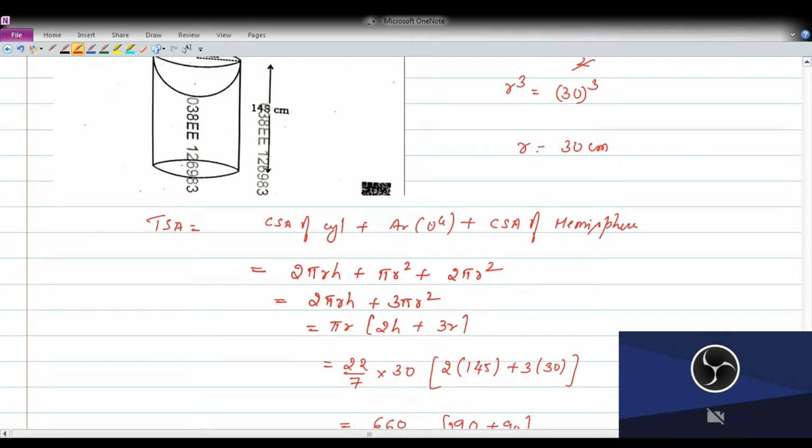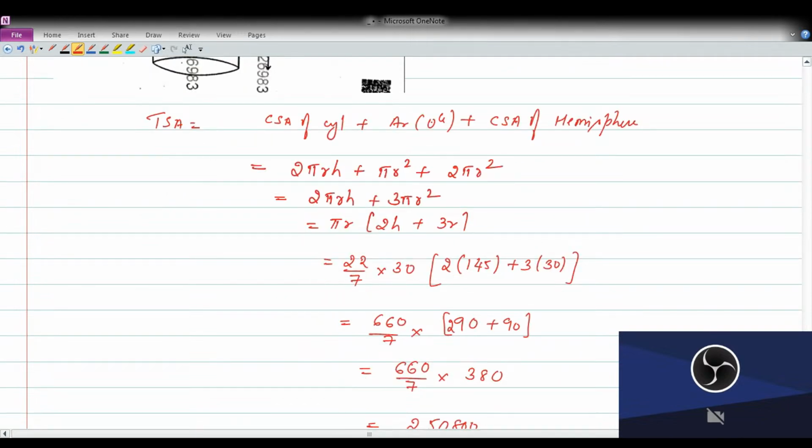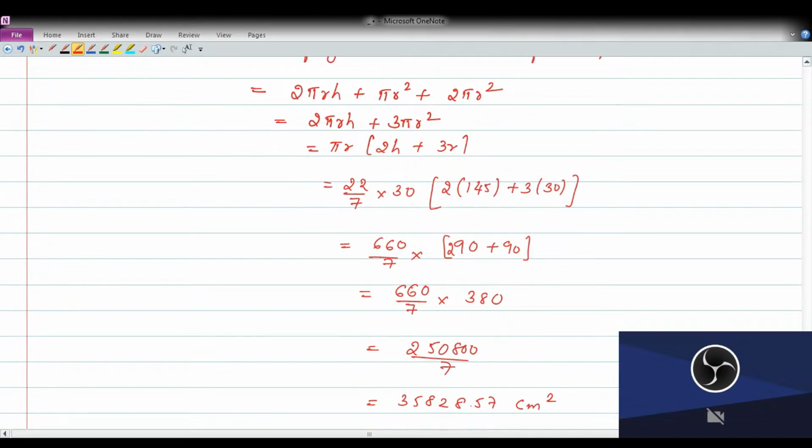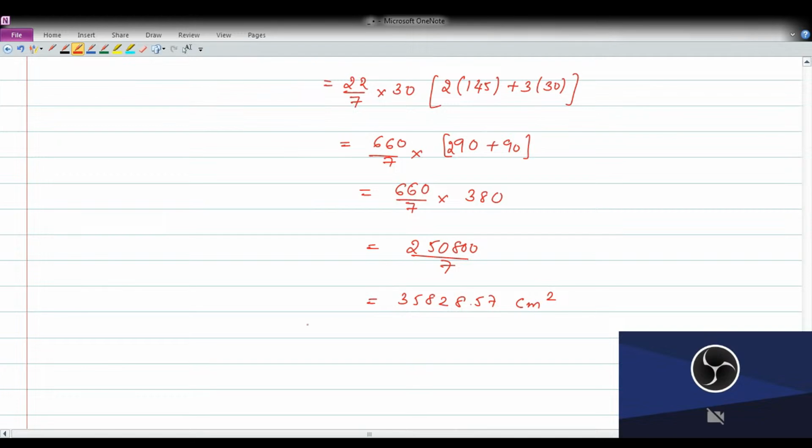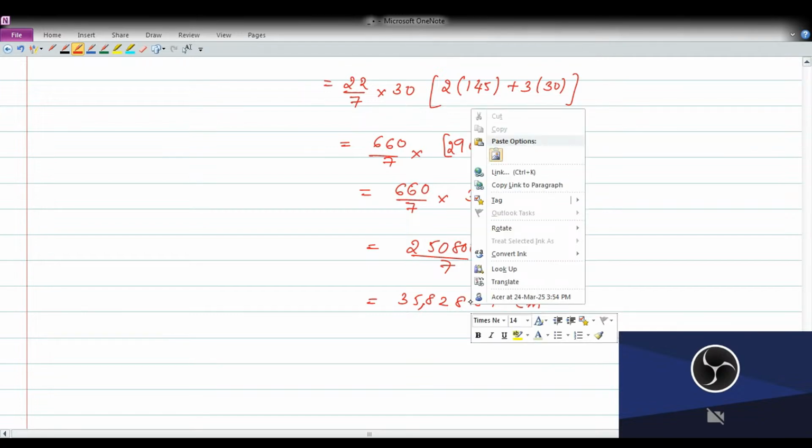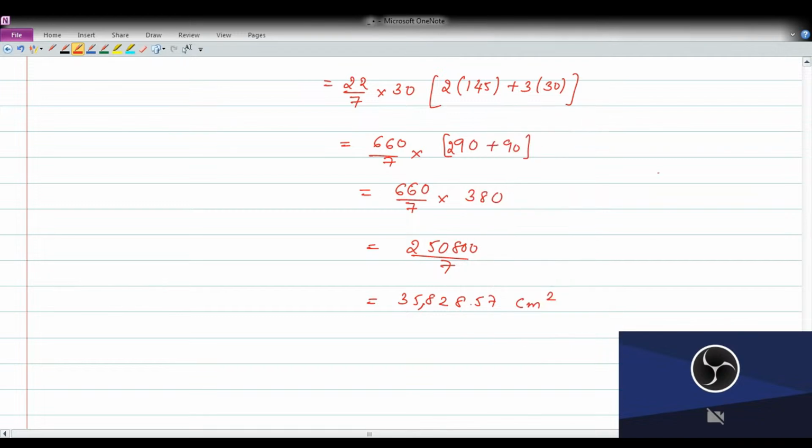Then 3 into 30, radius is 30, so it becomes 90. So 290 plus 90 becomes 380. 380 into 660 is 2,50,800, I'm checking with my calculator. Then divided by 7, we'll get 35,000... 22.57 centimeter square is the total surface area, or else you can keep it as pi into 30 into 380.